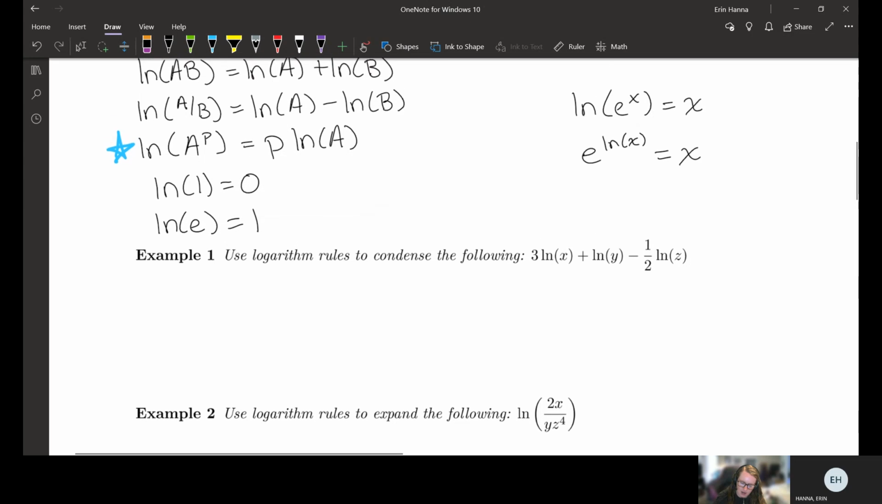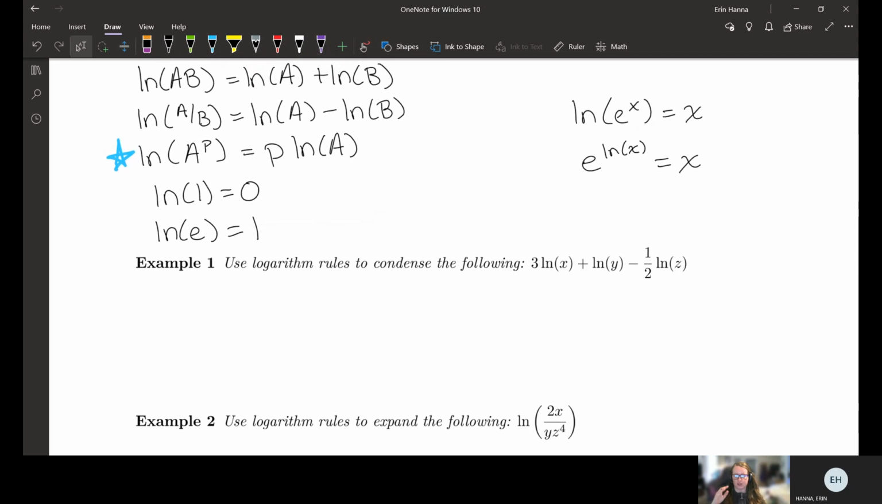So how we use these properties is essentially to expand or condense equations that have logarithms in them. Say I want to use the logarithm properties to condense the following. So what I want to do is use these things that I have up here to write this as the natural log of one input. I want to essentially condense this into one logarithm.